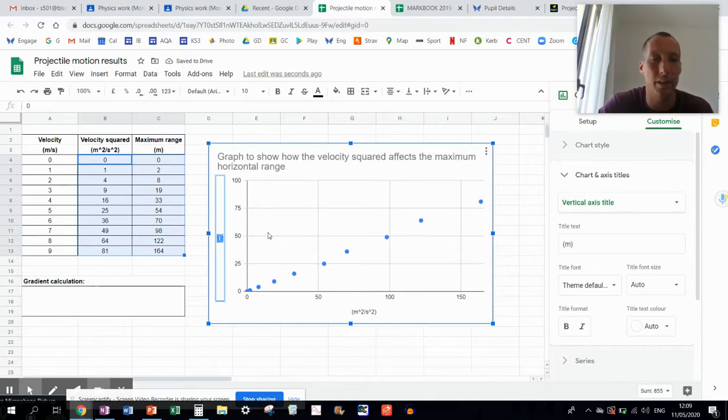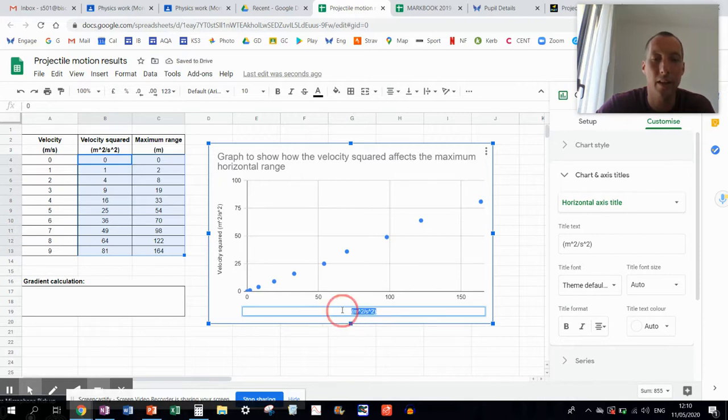You can just take what I've done on the table, okay, but the y-axis must be velocity squared, which we measure in meters squared per second squared. Now on Google Sheets, it's not very easy to put this formula in properly, so I've used one of those little hat arrows to show the meters per second, meters squared and second squared. It's not ideal, but it will have to do. And on the x-axis, this should be my maximum range, which is nice and easy in meters.